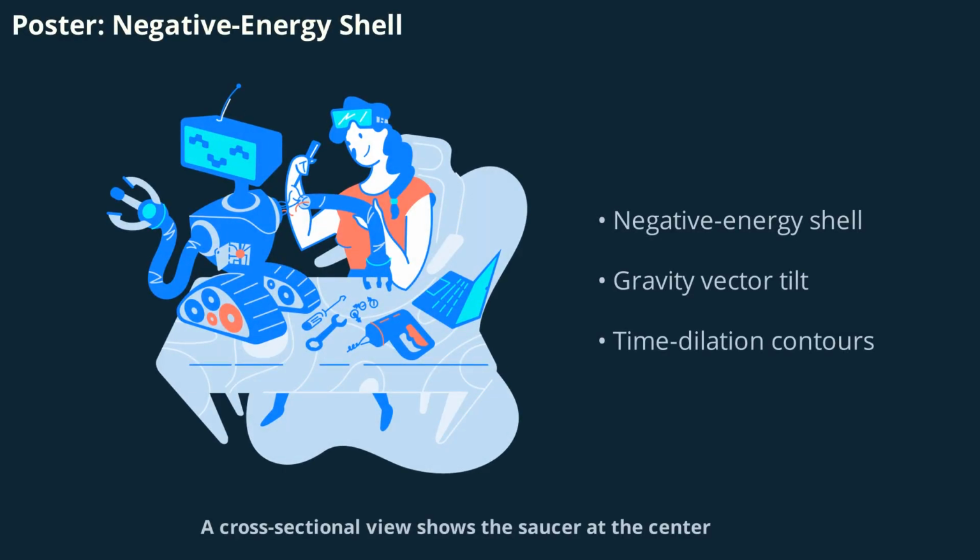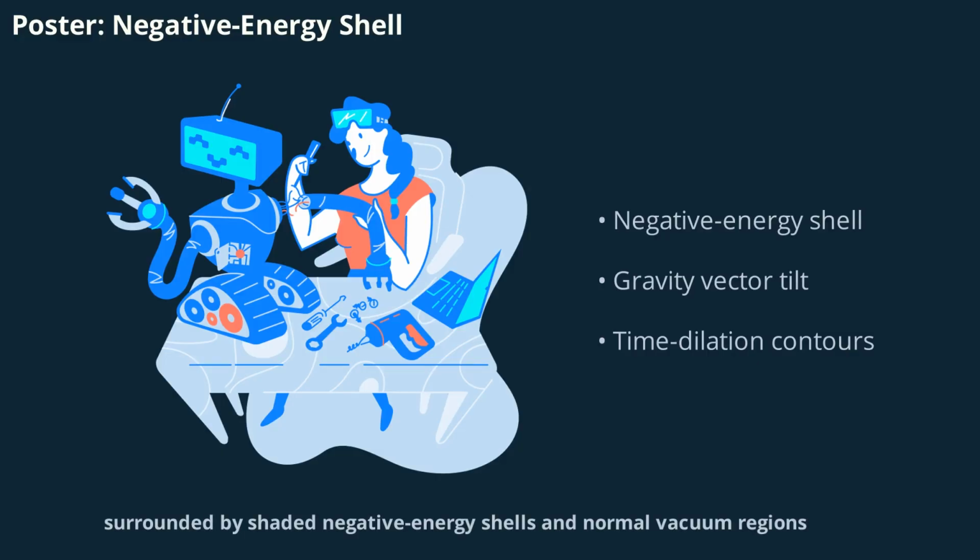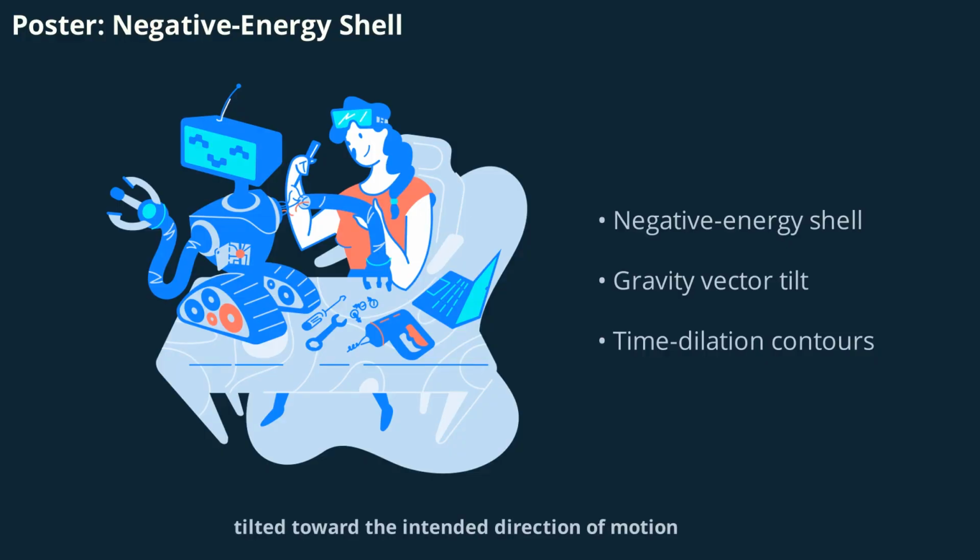A cross-sectional view shows the saucer at the center, surrounded by shaded negative energy shells and normal vacuum regions. Vector diagrams illustrate local, effective down vectors tilted toward the intended direction of motion. Inset time dilation contours reveal small asymmetries, highlighting how the craft manipulates gravity and time through structured vacuum engineering.